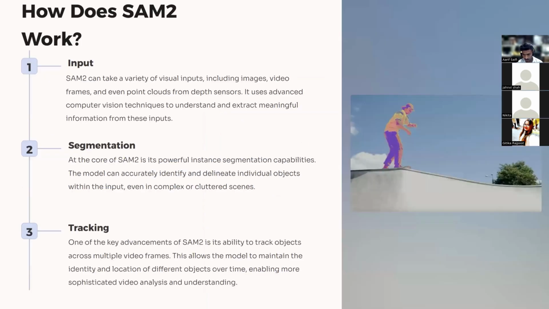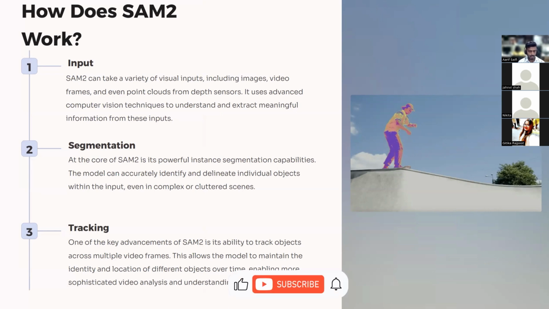Now we will see how SAM2 works. SAM2 works in three main steps. First, input: it accepts various visual inputs like video frames or even click coordinates. The second step is segmentation. The model identifies and segments individual objects even in cluttered scenes. Segmentation basically means masking the object. And the third one is tracking. SAM2 can track these segmented objects across multiple frames using advanced techniques like optical flow.